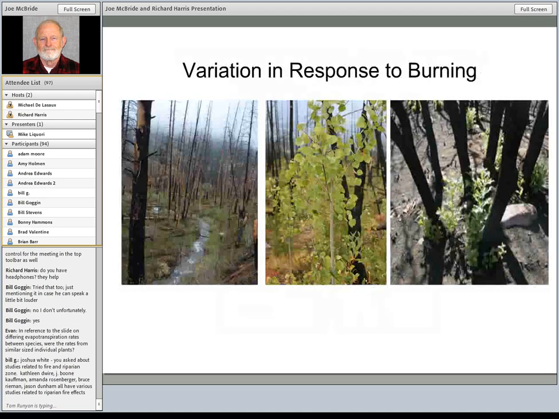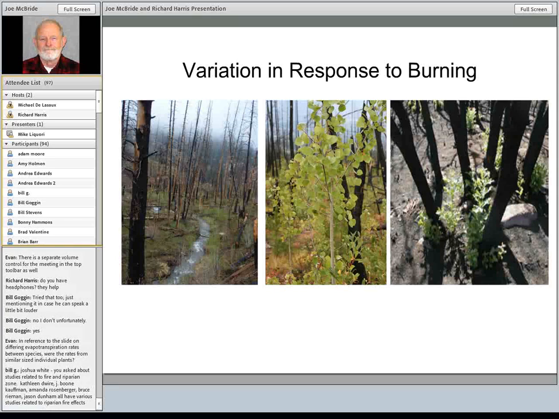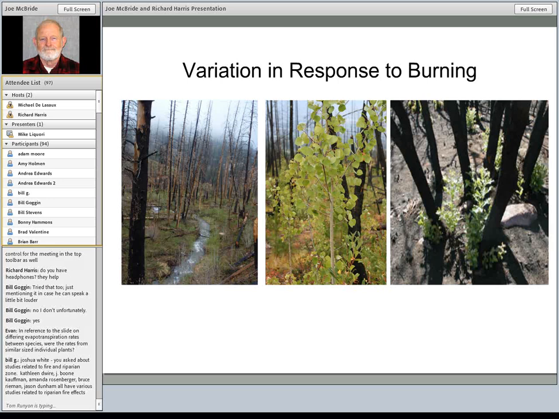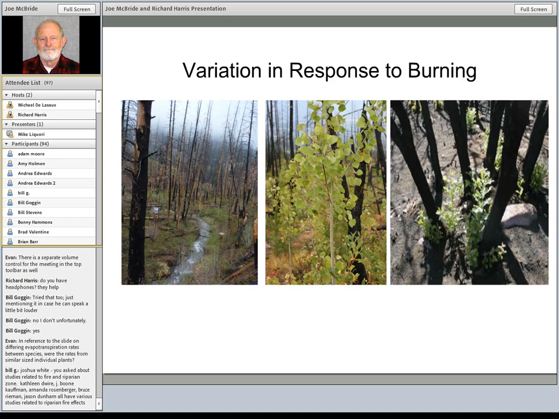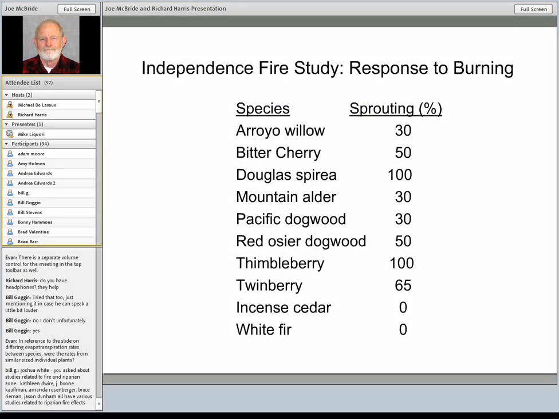The next slide illustrates responses to burning. Some plants, as I've indicated, are killed by the fire. Others are stimulated to sprout either from their roots or from the base of the plants, or sometimes all along the stem. The next slide compares the sprouting that we observed a year after the fire among these various hardwood species.